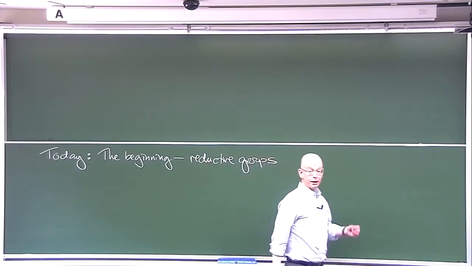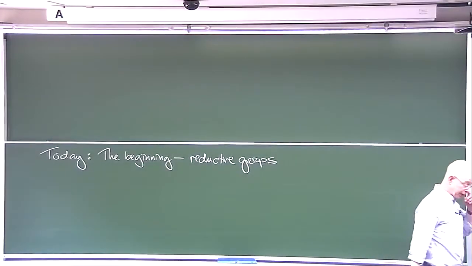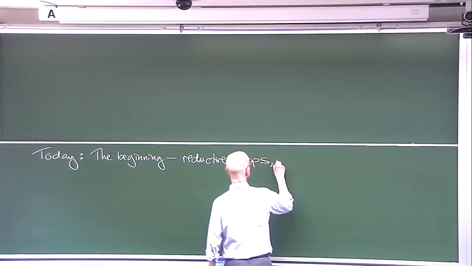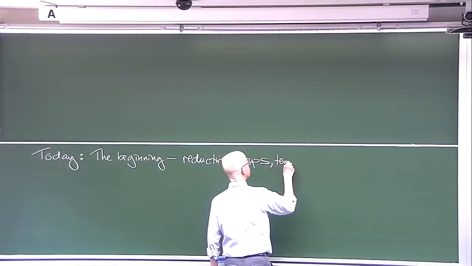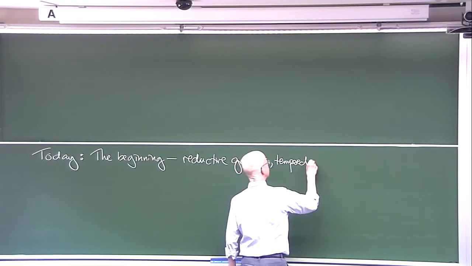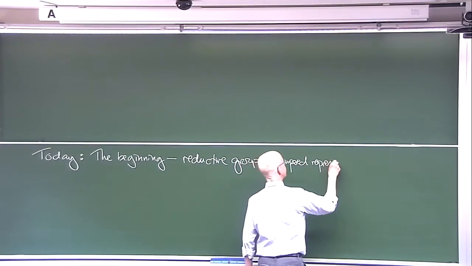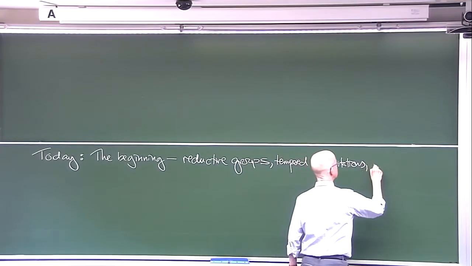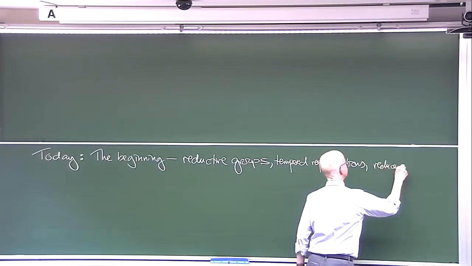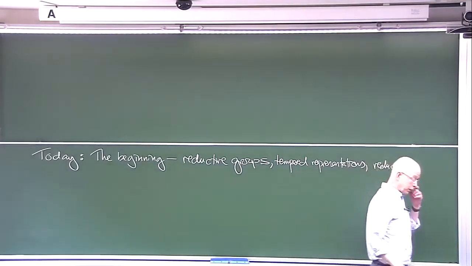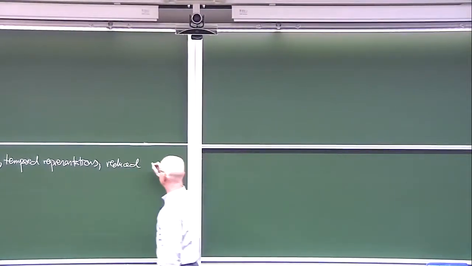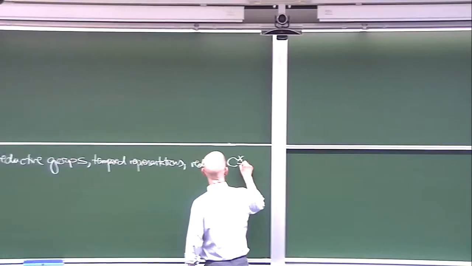These lectures are about what are called reductive groups, real reductive groups, and their representations, especially what are called tempered representations. And I want to study these representations using C-star algebras. So the other thing I want to discuss is using C-star algebra.